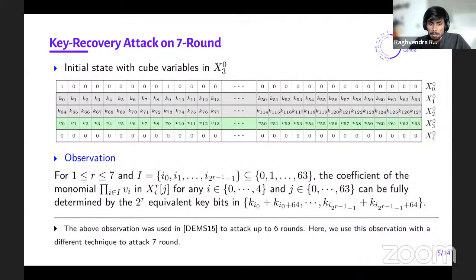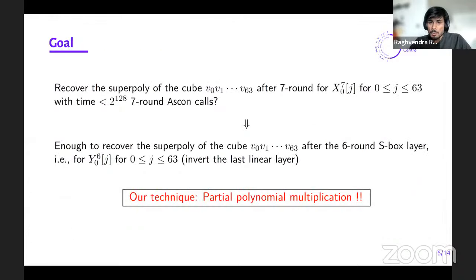Now, I stress here that this observation was already used by the ASCON designers to attack up to 6 rounds, but it was not known how to use this to mount an attack on 7 rounds. So basically, how can we use this observation to recover the superpoly for 7 rounds? In our work, to recover the superpoly for 7 rounds, we introduced a new technique, which is partial polynomial multiplication.